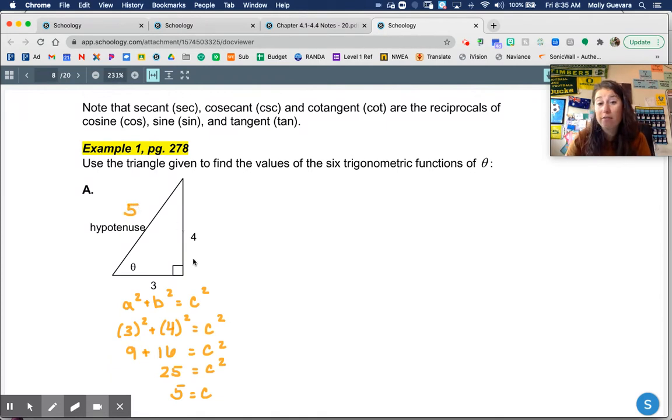Now I can go ahead and find all of my trig functions. So let's do sine of theta. So here's theta right here. Sine is opposite, which is 4, over hypotenuse, which is 5. And that's it. Cosine of theta is adjacent over hypotenuse. So here's theta. My adjacent side is 3. My hypotenuse is 5. And then tangent of theta is opposite, which is 4, over adjacent, which is 3.